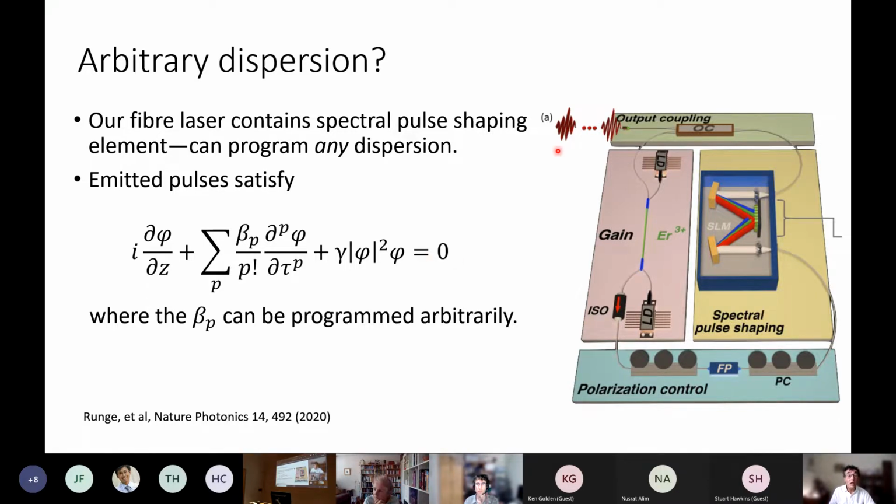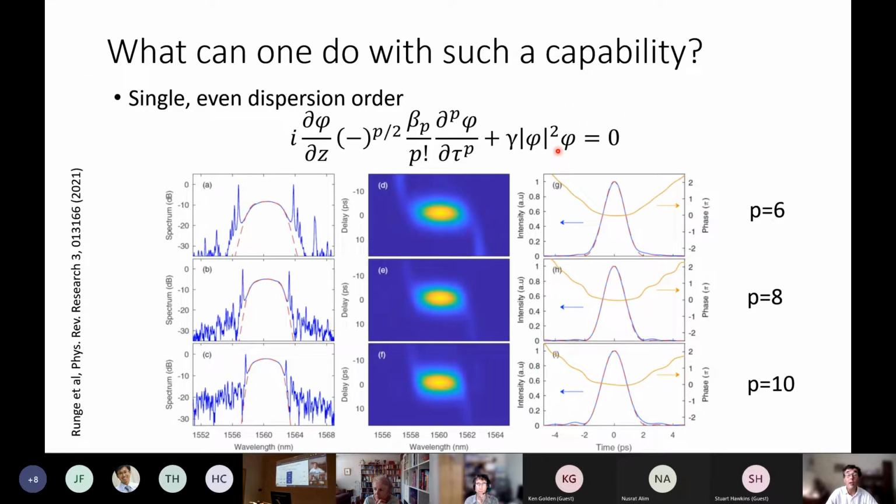Okay, so what can you do then? You have now a laser that you can program in any arbitrary dispersion. So you can think, what would be fun to do? Well, one thing to do is to have pure dispersion of high order. And the relevant equation is here. We have done it with 6th order dispersion, 8th order dispersion, 10th order dispersion.